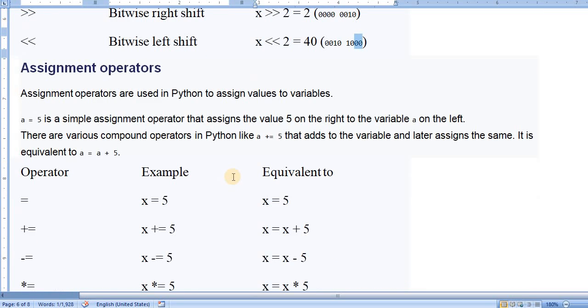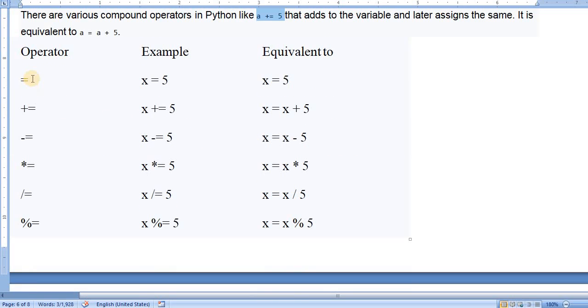Next is the assignment operator. Assignment operators are used in Python to assign values to variables. So x equals 5 is a simple assignment operator that assigns the value 5 on the right to the variable x on the left. There are various compound operators in Python, so in this way we can also assign the value. Look here, this is the assignment operator, x equals 5.